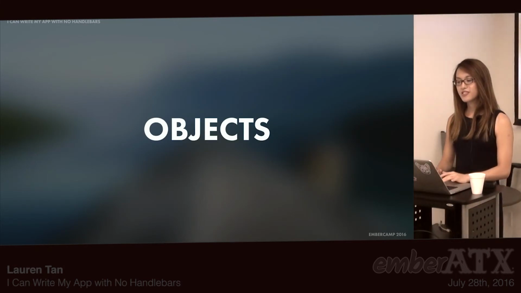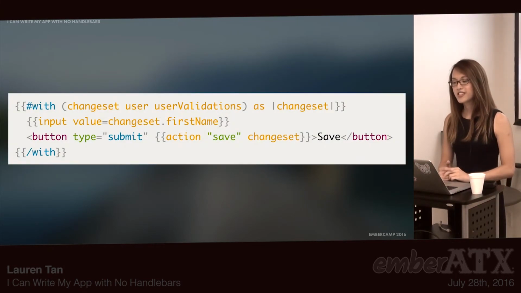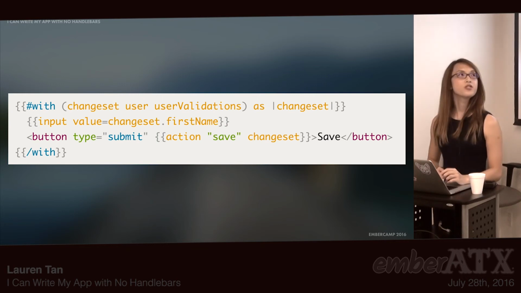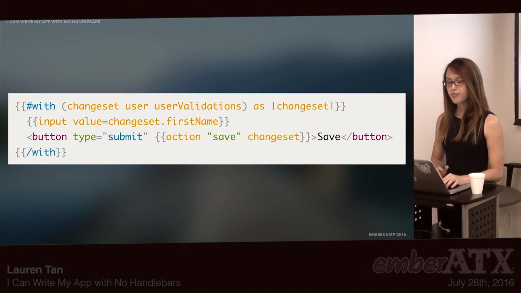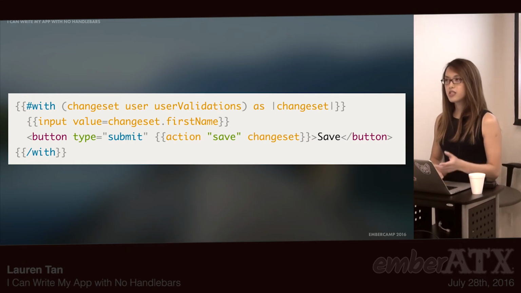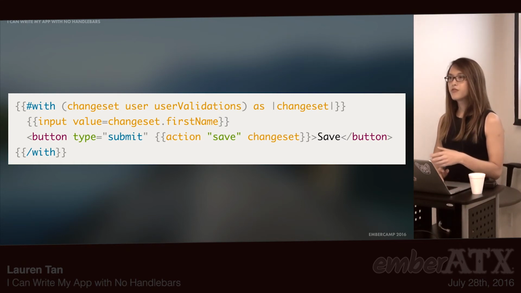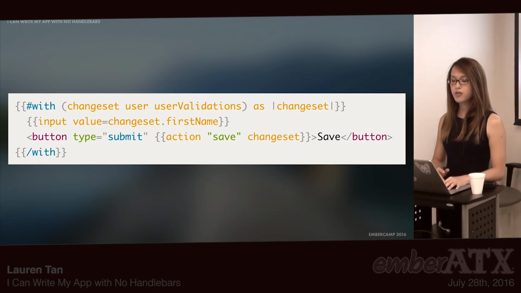So what about objects? Now, using the chain set example again, you could use the with keyword to make a simple, really crude form for. So the with helper will basically take the result of this helper chain set and then yield that as a block parameter inside this block of HTML. And you can use this not just with the chain set helper, obviously. You can use this with any other helper in Ember.